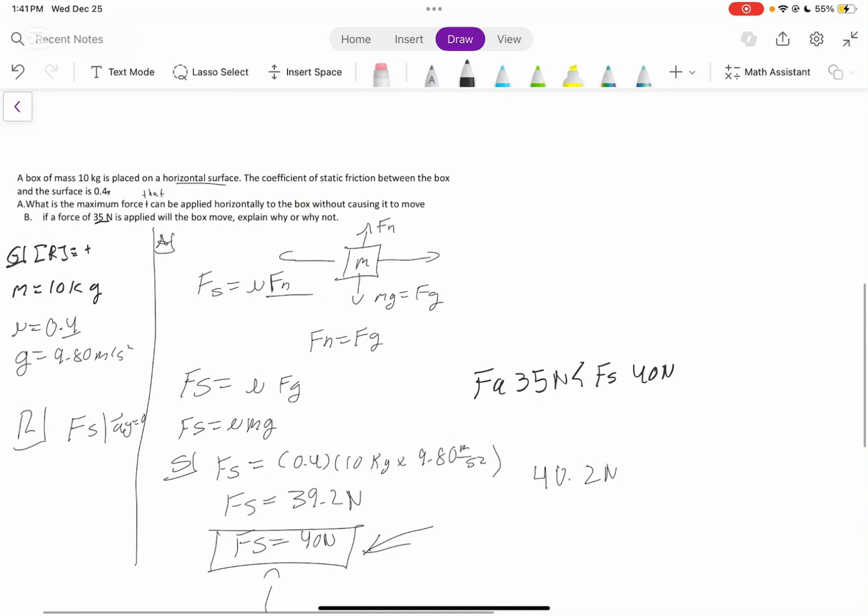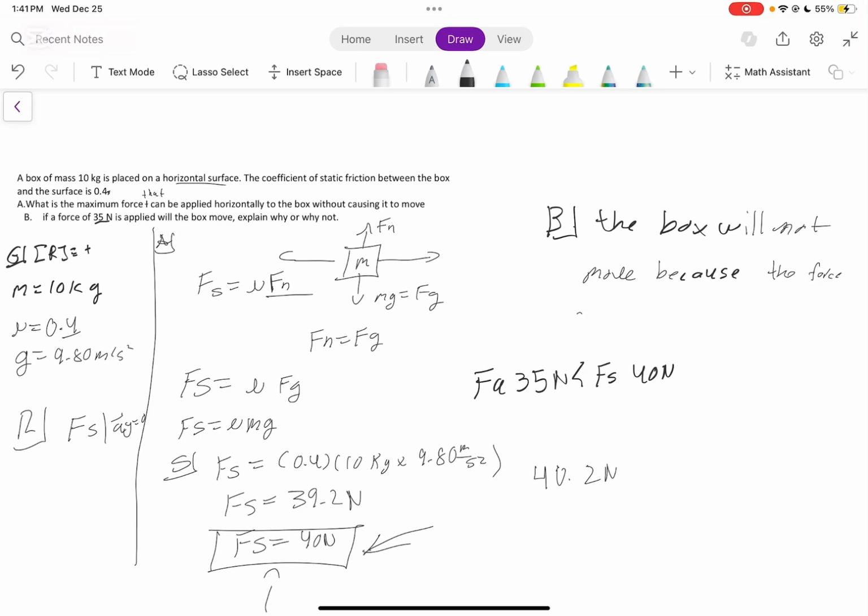Therefore, for part B, the box will not move because the force of friction is greater than the force applied.